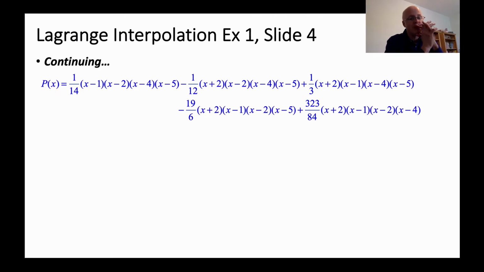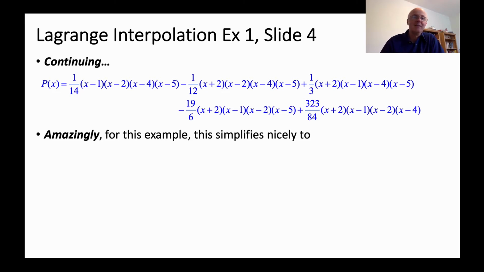This would take probably more than 5 minutes, I guess, to expand all this. So I misspoke. It would probably take more like 10 or 15 minutes to expand all this and combine the like terms. And amazingly, for this example that I specially picked, it simplifies very nicely to this polynomial, x to the 4th minus 3x cubed plus 2x squared plus 5x minus 2.